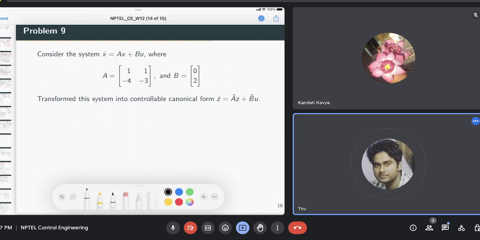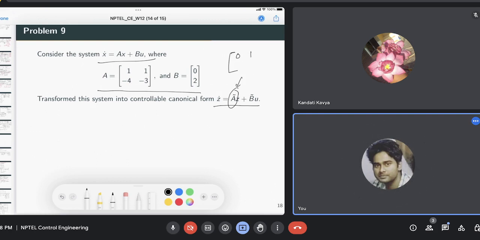So first, this is actually given in this form. This is not in the controllable canonical form. So what will be the controllable canonical form for this? Let this be given as z dot equal to A tilde z plus B tilde u, where this A matrix is in the controllable canonical form. So that means this will be like this.